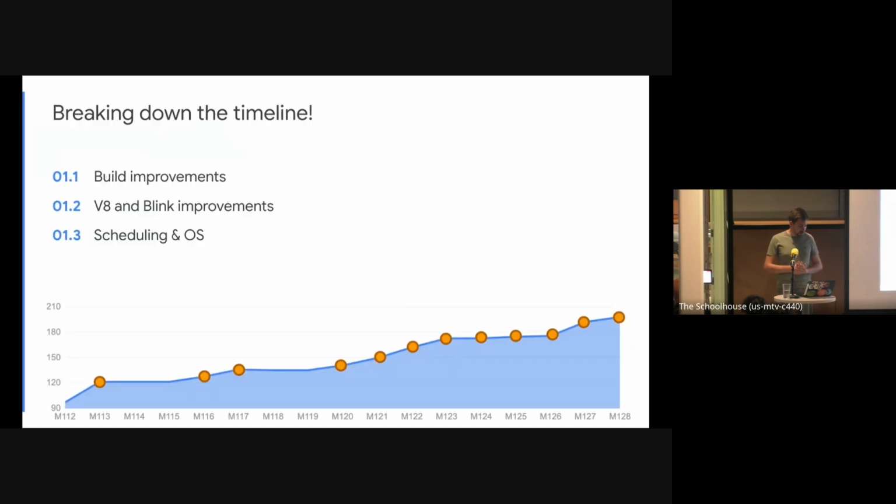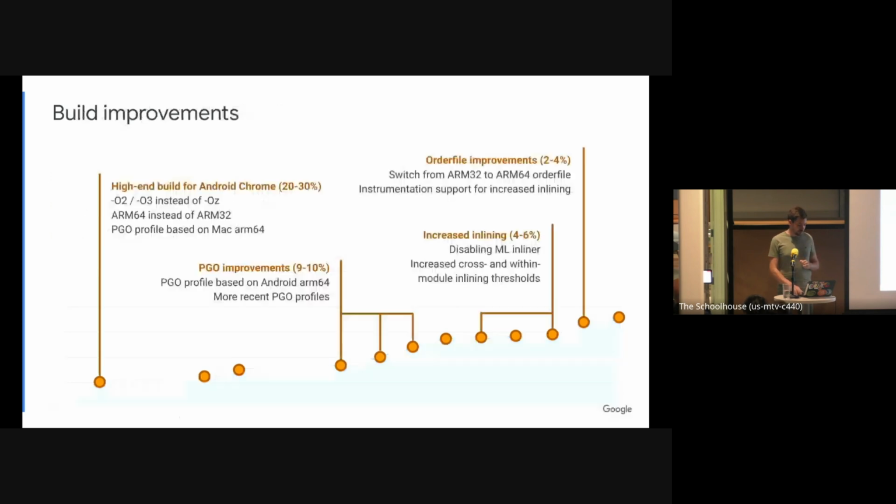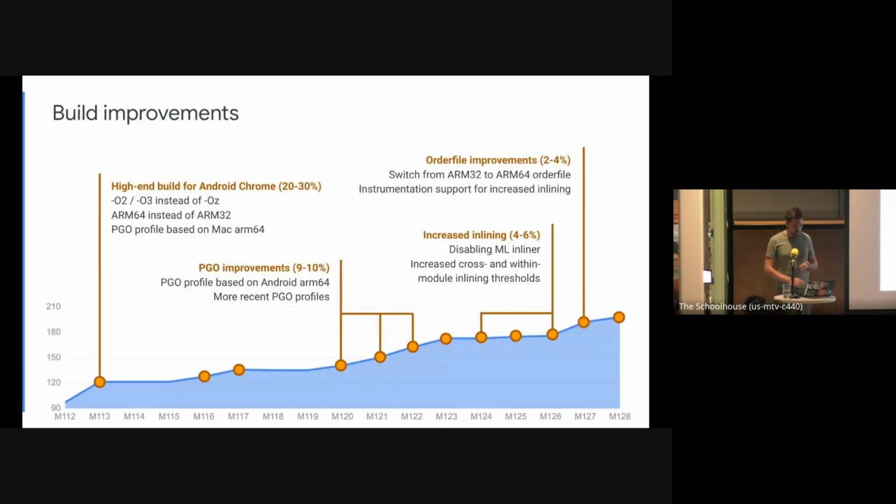So, talking about this timeline, 2x, right? There are 3 areas that these improvements came from. We'll go into them one by one. The first one is build improvements. These build improvements really are the fundamental change that's happened over the last 2 years.